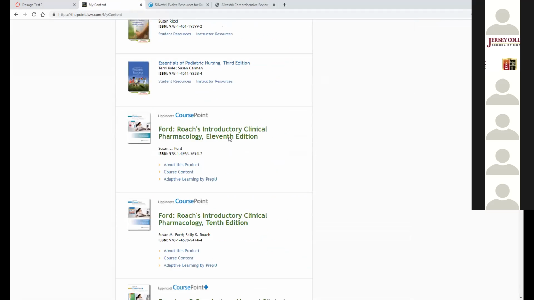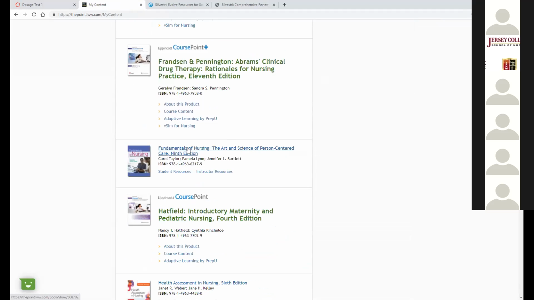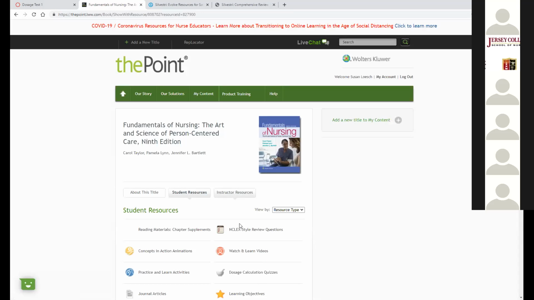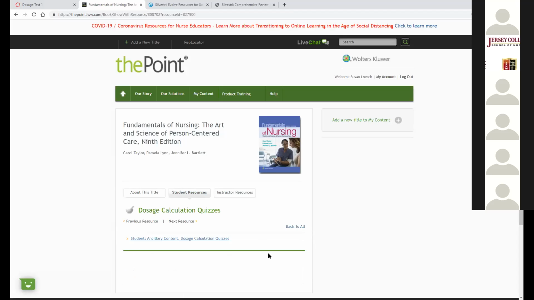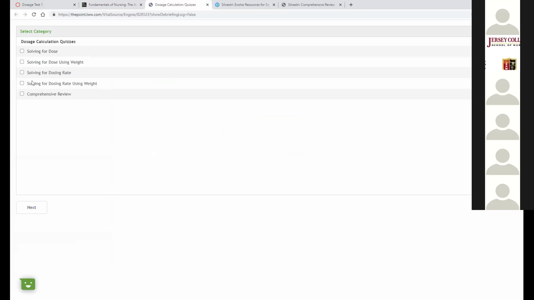You could go either spot. You can go to your actual book, or you can go to that purple book you put on there, the fundamentals one. If you go into student resources, you'll see a little click down here for dosage calculation quizzes. If you're just doing dose, you want to click the first one. But if you're working on these drip factors, then you want to go to solving for rate. These ones will give you more of a direct question just so you can practice on that part.